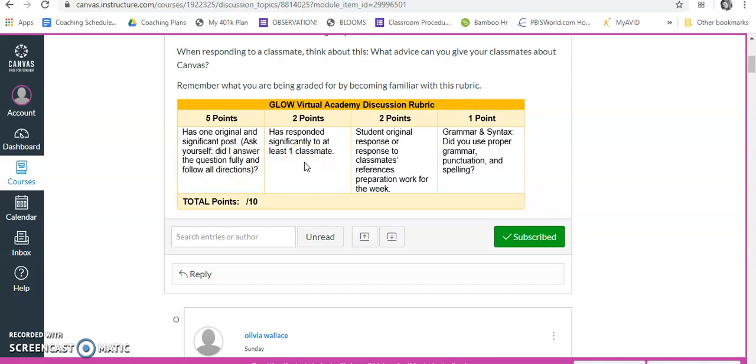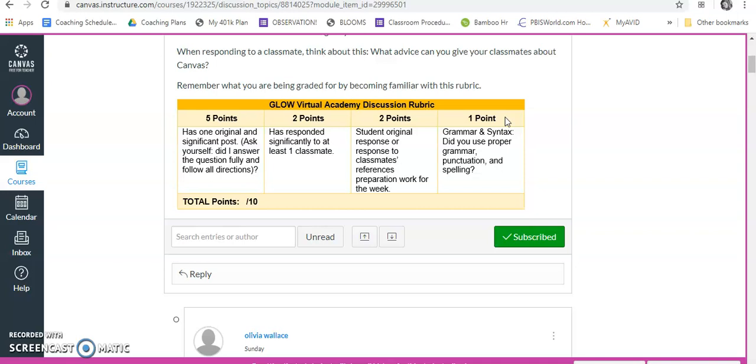And don't worry, we're going to do that together in just a minute so you'll know what that looks like. Then you get 2 more points if your original response or response to your classmate references the prep work for that week. You worked through all that work before you get to the discussion board. If you bring that new information into your discussion, you get 2 more points. And the last point, you get 1 more point for grammar and syntax. So did you use proper grammar, punctuation, and spelling, all that kind of good stuff. Make sure you capitalize I's, make sure you use periods and question marks appropriately.